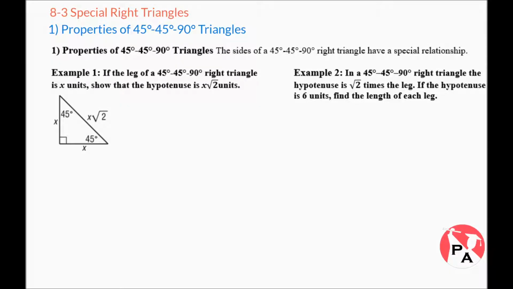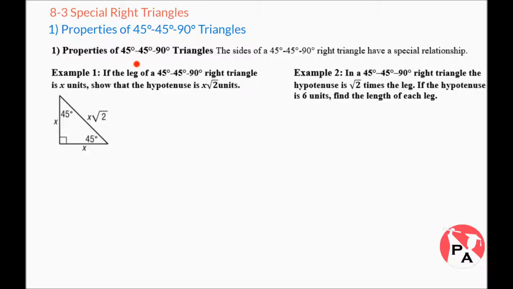Hello everyone, in this video we are going to talk about special right triangles. The first special right triangle is the 45, 45, 90 degrees triangle. The second one is going to be the 30, 60, 90 degrees triangle.